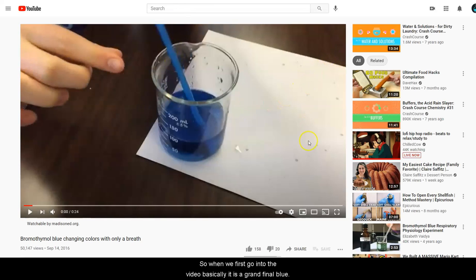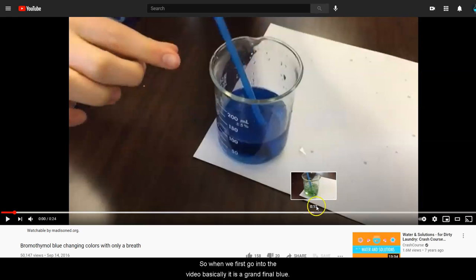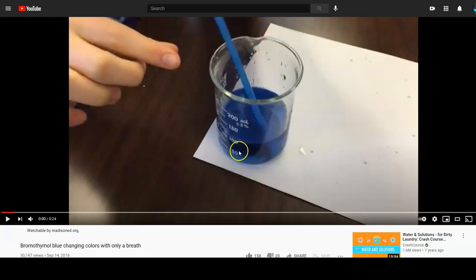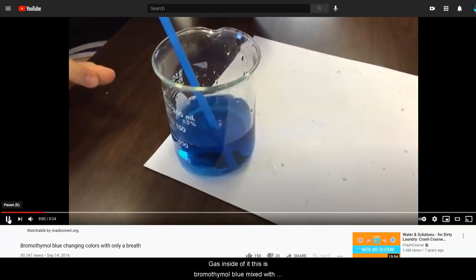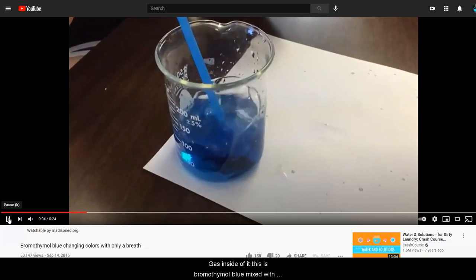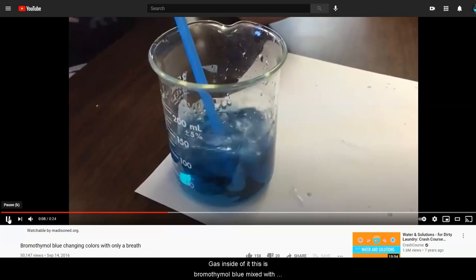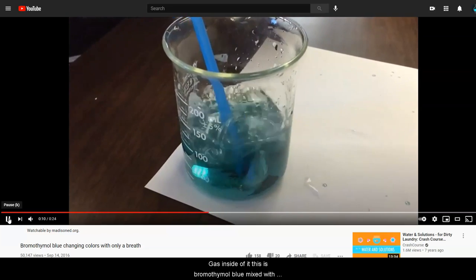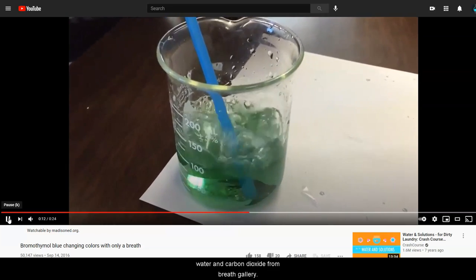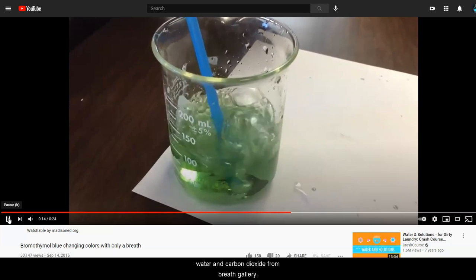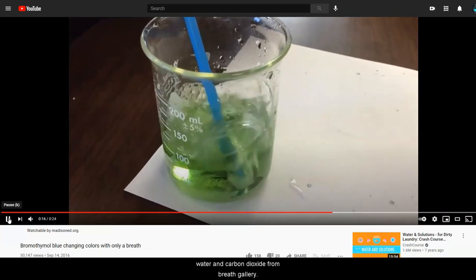So when we first go into the video, basically it is a bromothymol blue liquid, and an individual is going to be breathing gas inside of it. So this is bromothymol blue mixed with water. We're adding carbon dioxide from the student's breath. And you can see it changing color.